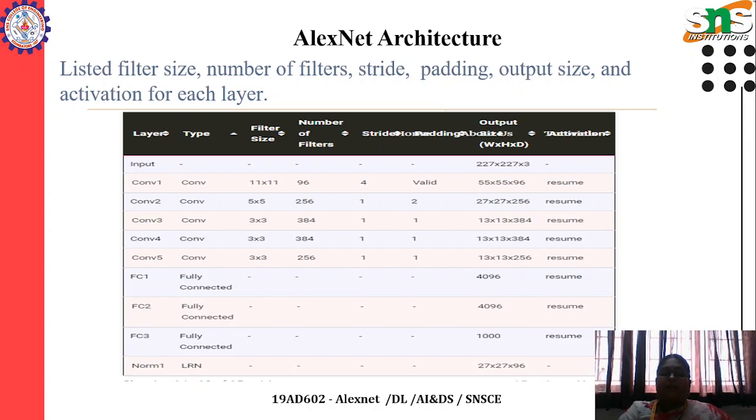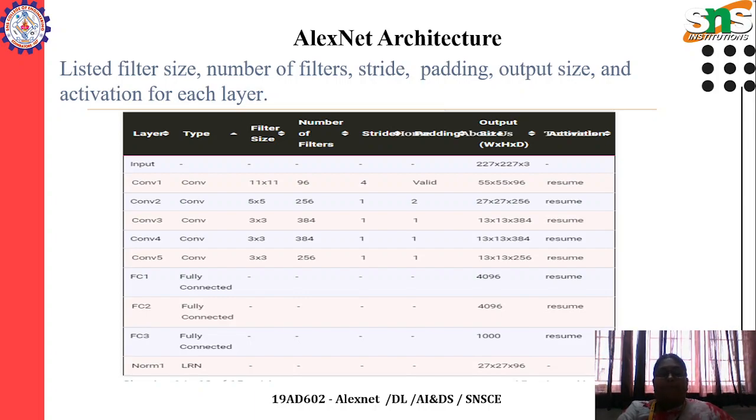And how many strides? I showed you the strides in my previous video. So the strides are 4, 1, 1, 1, 1, and the paddings are valid or not valid, and how many paddings are present: 2, 1, 1, 1. And for the output, here you can see the width, height and depth dimensions of the output. Output means we have a softmax layer. The size of convolutional layer 1 is 55 into 55 into 96.